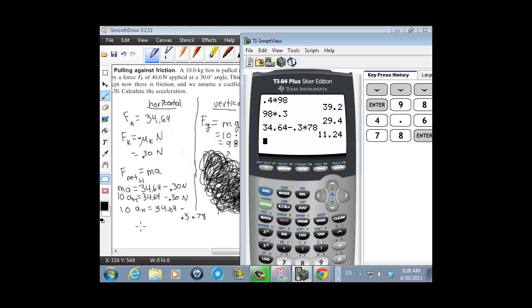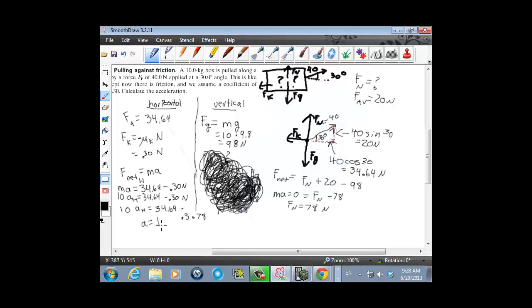So we get 1.124. Our acceleration equals 1.124 meters per second squared, which is actually going to be just 1.126. Yeah, to correct significant figures, 1.12 meters per second squared.